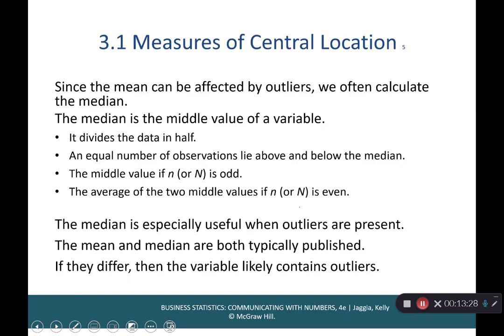Since the mean can be affected by extreme values to the right or to the left, which we call outliers, the median is the approach that we use instead of the mean. I told you to think of the mean like a balancing act, like with weights. Well, the median is just the physical middle. It doesn't care if it's balanced with the values. It's the physical middle of an ordered data set. So the median is the value that divides the data in half: half the data above it, half the data below it.